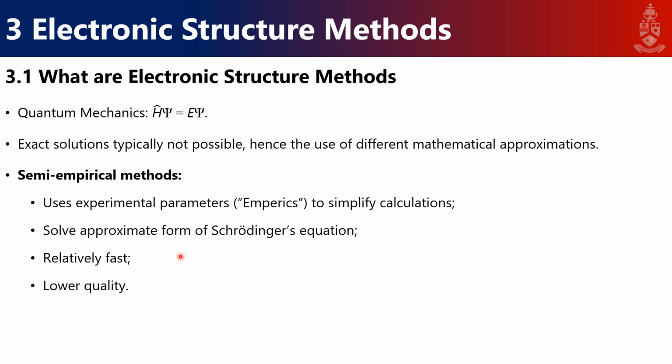Anyway, long story short, sort of fast, lower quality than the ab initio methods. We use experimental values in conjunction with calculations. So it's sort of like when we give you a data sheet and ask you to calculate something from there. Okay, that's what we do here.